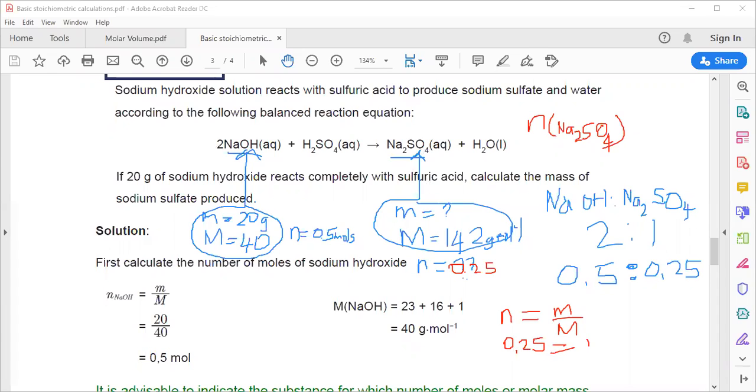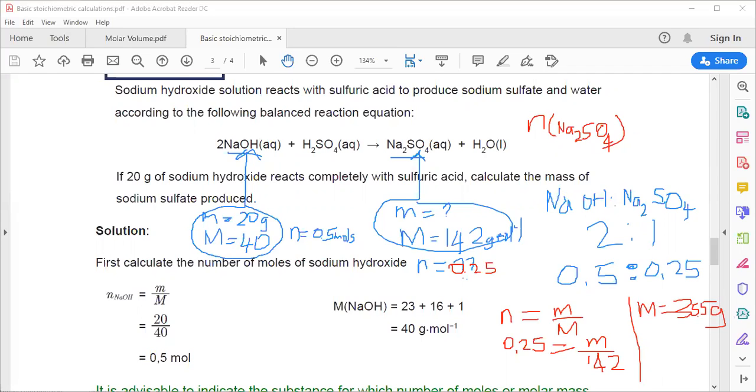Then I'm looking for mass over molar mass. What is the molar mass? For sodium sulfate, the one that I got is 142. So I put it here, 142. Then I calculate the mass. I cross multiply. What is 0.25 multiplied by 142? 35,5 grams. That becomes my answer.